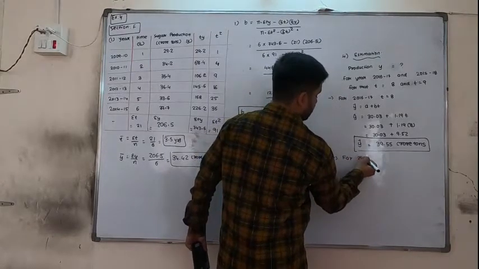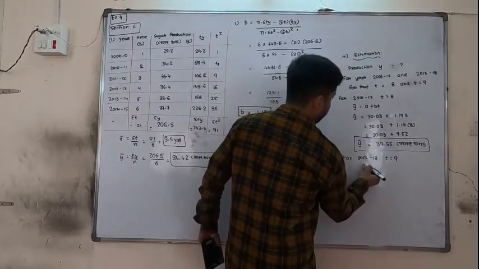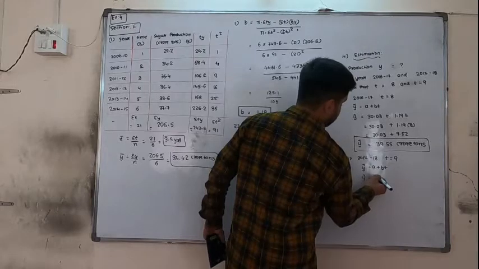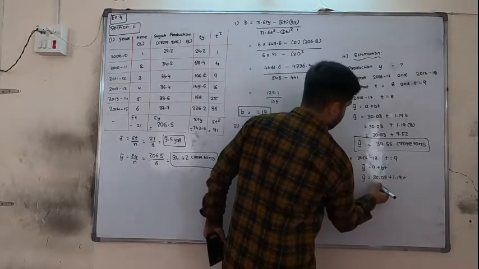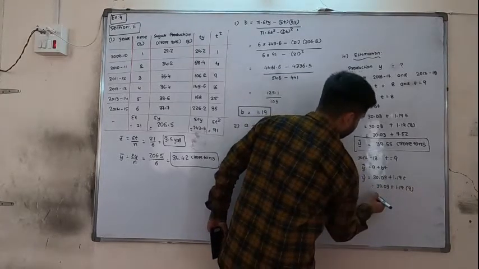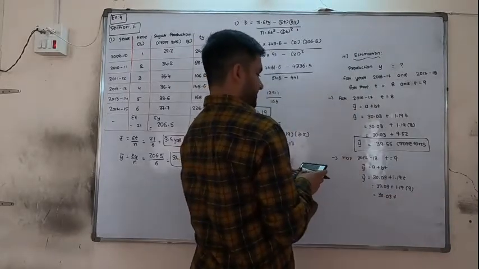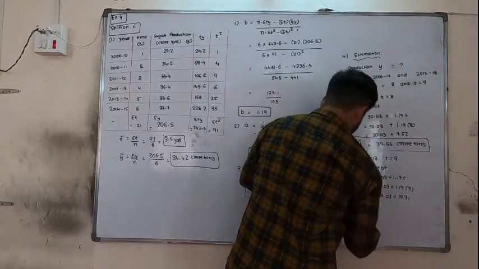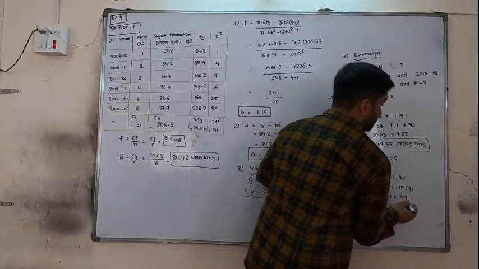Then for 17, 18, T would be 9. Y cap is A plus BT. Y cap is 30.03 plus 1.19 into 9, which is 10.71 plus 30.03, that is 40.74.